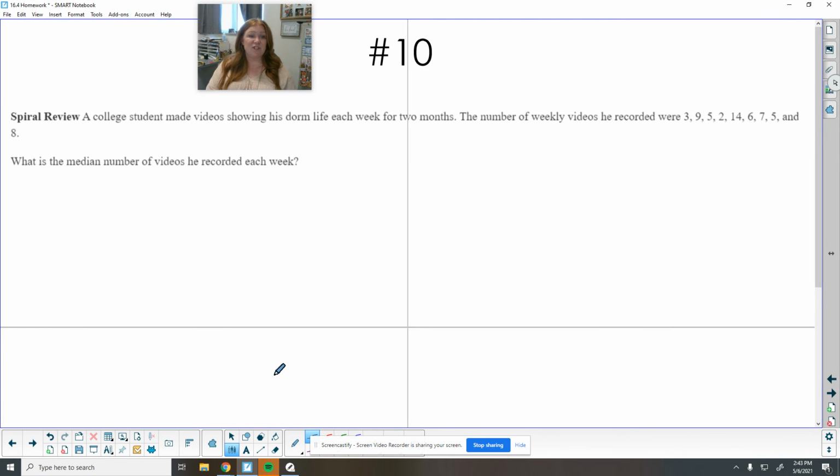And number 10, a college student made videos showing his dorm life each week for 2 months. The weekly number of videos he recorded are listed here. And what is the median? So remember, median, we've got to put in order and then find the middle. He counted 1, 2, 3, 4, 5, 6, 7, 8, 9 weeks worth of videos. So I'll have 4 on this side, 4 on this side, 1 in the middle makes 9. So we're just looking for that 1 there in the middle.